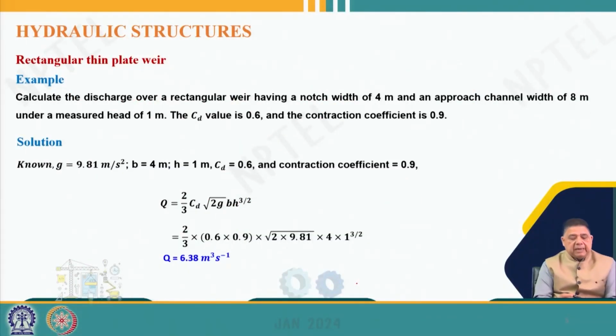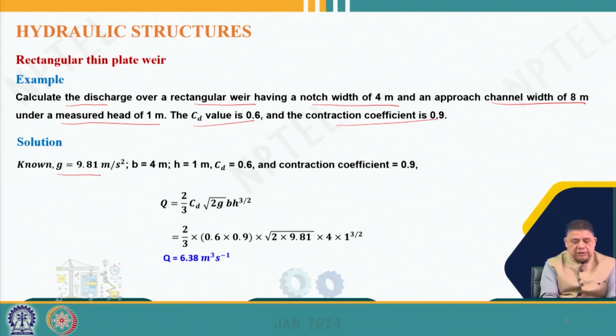Just take a simple example. Calculate the discharge over a rectangular weir having a notch width of 4 meter and the approach channel width of 8 meter under a measured head of 1 meter. The CD value is 0.6 and the contraction coefficient is 0.9. So, these are the known values. G we already know, B is given, H is given, CD is given, and contraction coefficient is given.